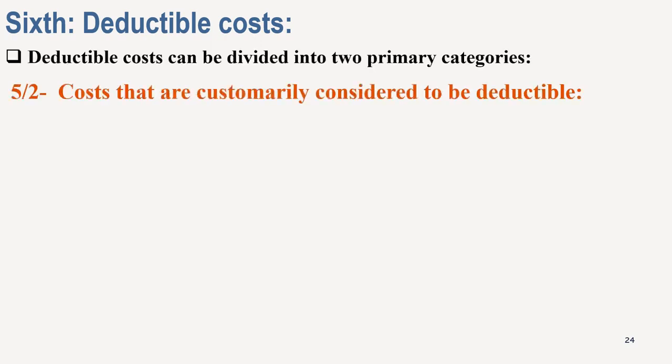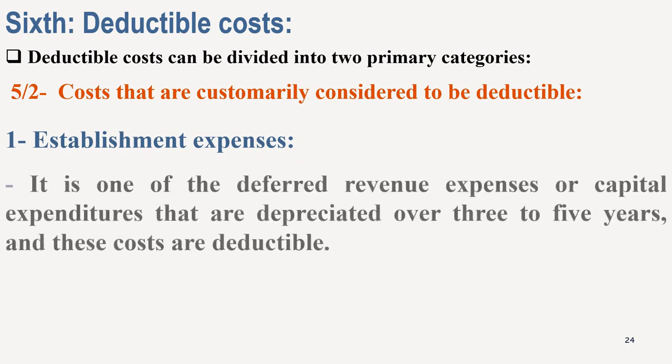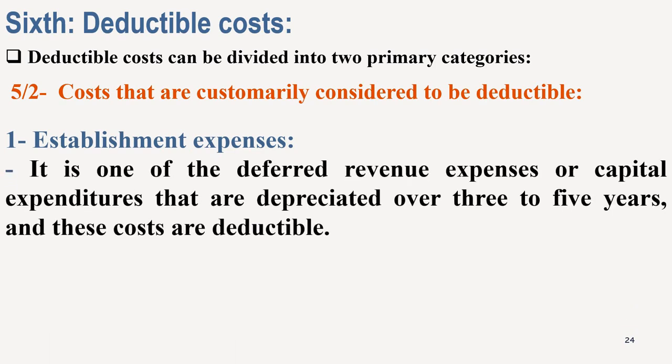Second, the category of deductible costs are costs that are customarily considered to be deductible. Establishment expenses. It's one of the deferred revenue expenses or capital expenditure that are depreciated over 3 to 5 years, and these costs are deductible.